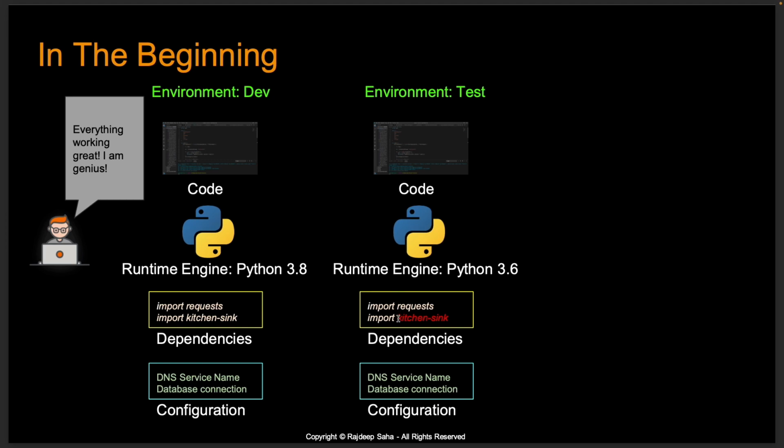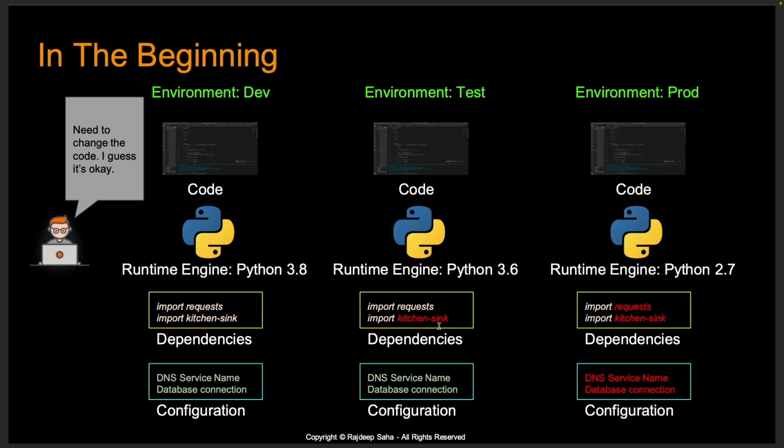What happened? In the test environment, the runtime engine is Python 3.6. The runtime engine changes over here, so obviously, when the runtime engine changes, it's not able to import the dependencies. Then it goes directly to the production environment, and in prod they are using version 2.7, and it can't import any dependencies and configuration. The database connection, ports and services are not able to connect over there.